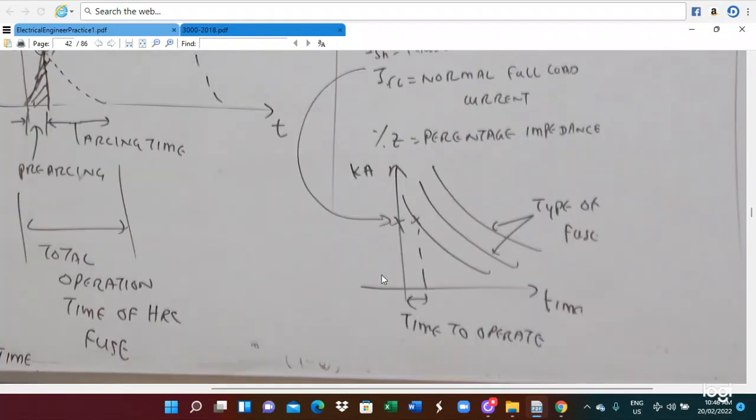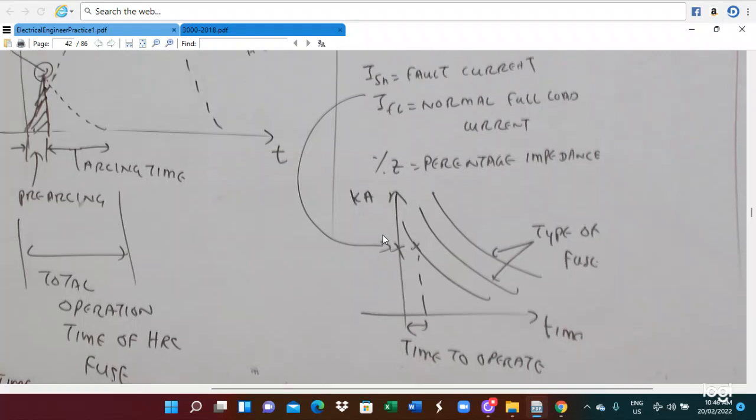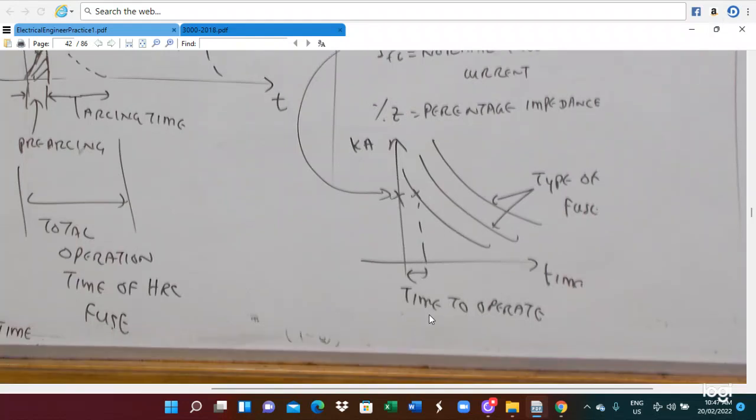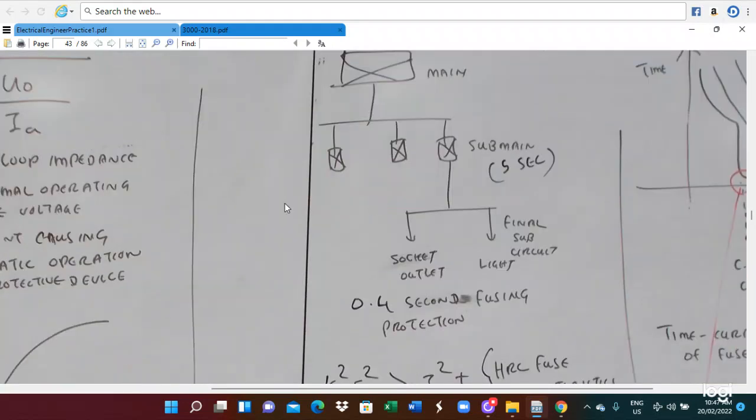The fuse characteristics are inverse characteristics depending on the type of fuse. Horizontal is the time, vertical is the arcing MVA. So for the short circuit current in MVA, we will calculate that, and this diagram can be drawn. In this case, we can set up the operating time, and then we can determine the appropriate fault current level. Depending on the type of fuse, we can determine the operating time. If you know the time to operate, we can then select the appropriate circuit breaker size or fuse size.